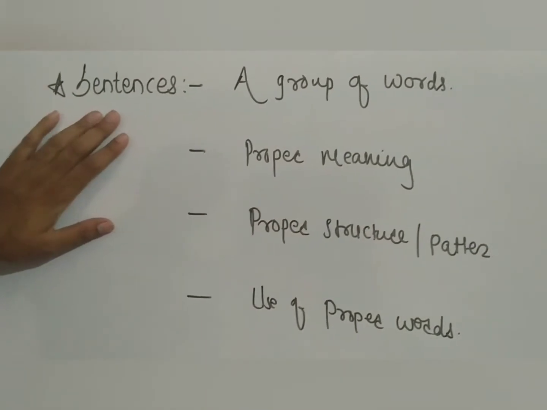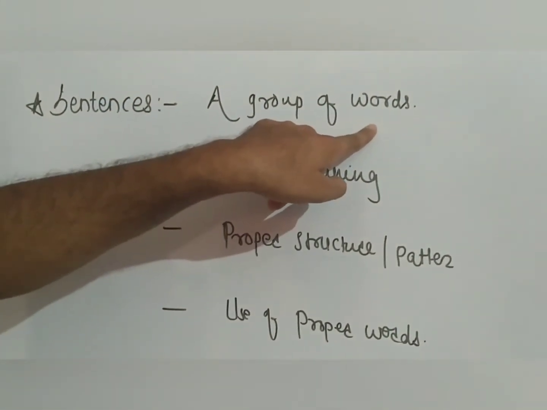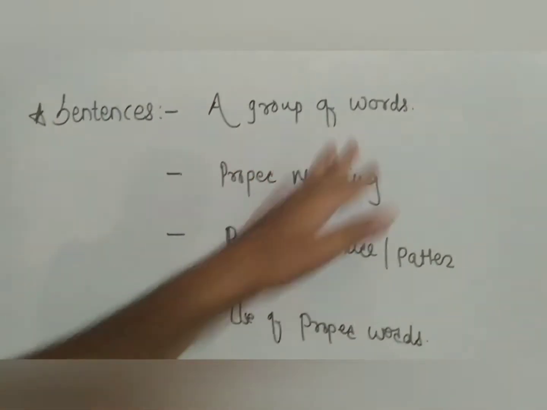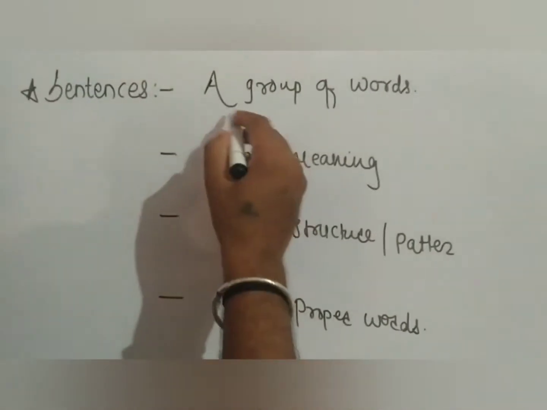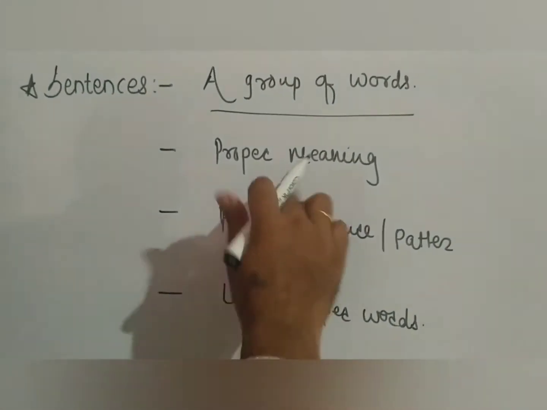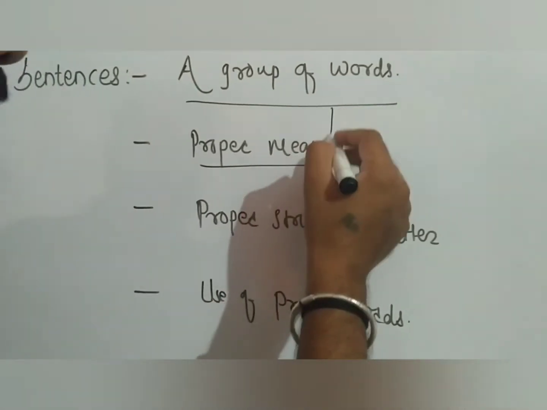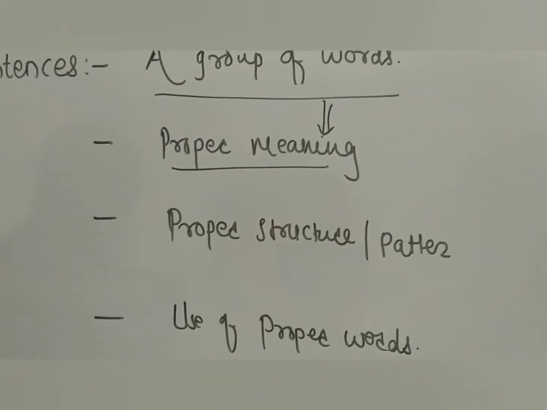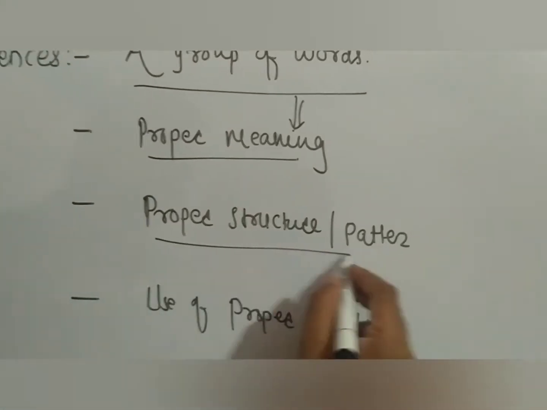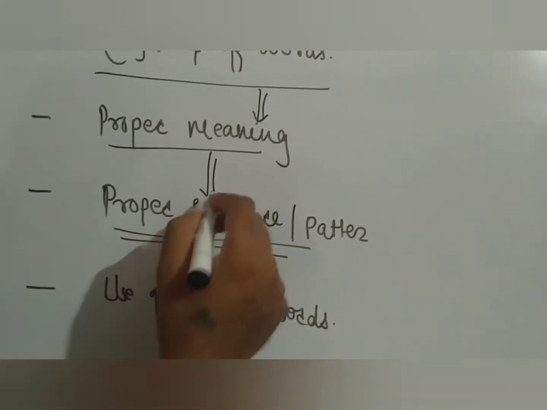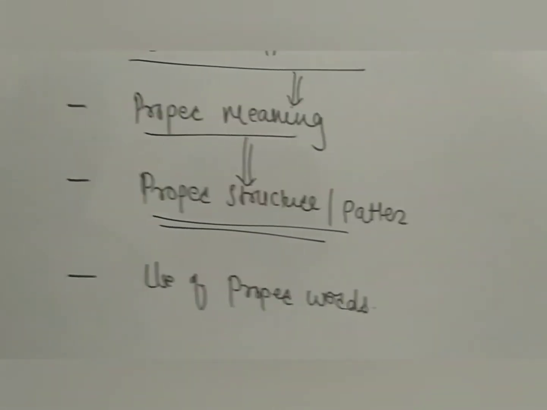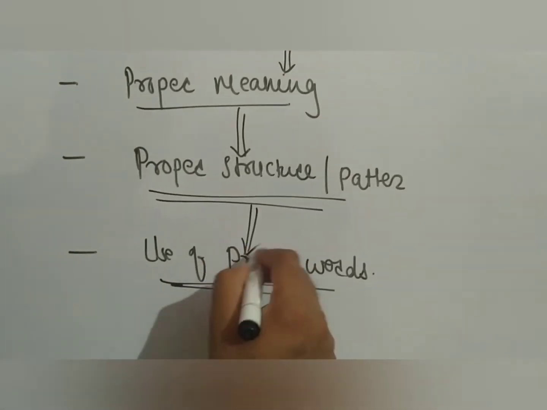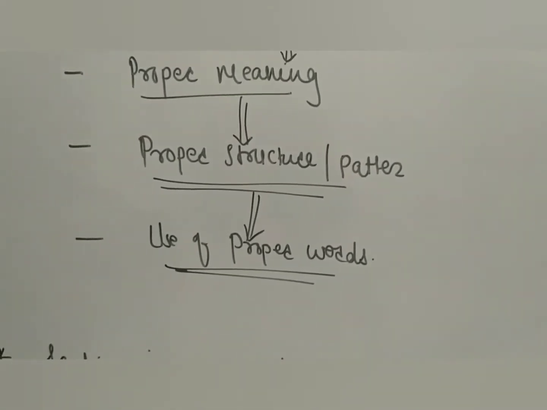First, a sentence is a group of words. Friends, in the sentence we use words, that is the group. They come together in the sentence. Then with the help of the words we make a proper meaning. Each word has its own meaning. Then we place them in the proper structure, in a proper place in the sentence.